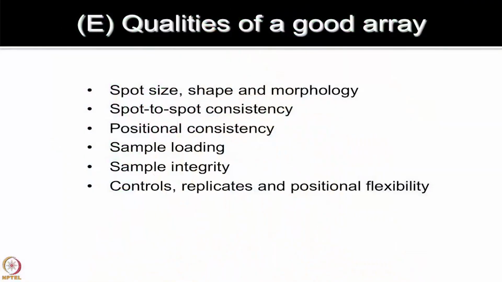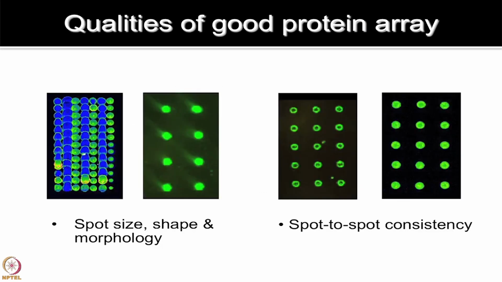Let us also talk about the qualities of a good array. In the process of doing the whole work of protein microarrays, you want to make sure that the spot size, shape and morphology are consistent. Unless your controls and replicates are in place, you cannot use the arrays for the actual experiments. I have shown a couple of examples here.